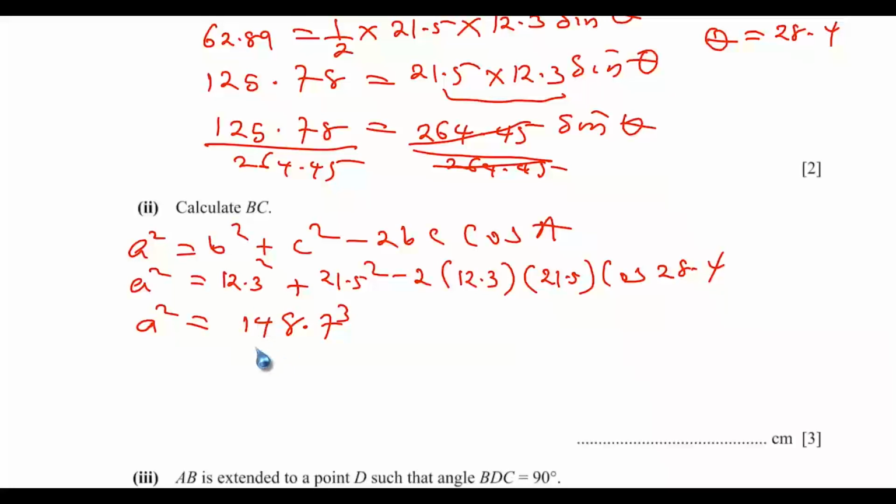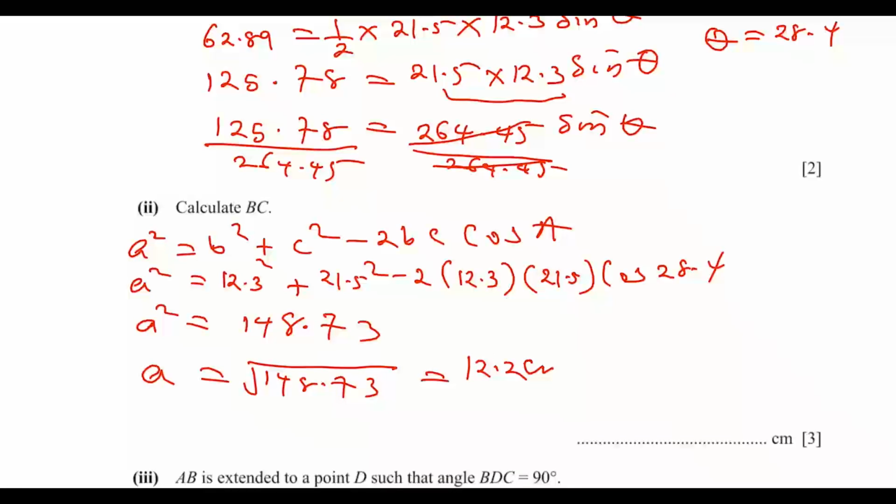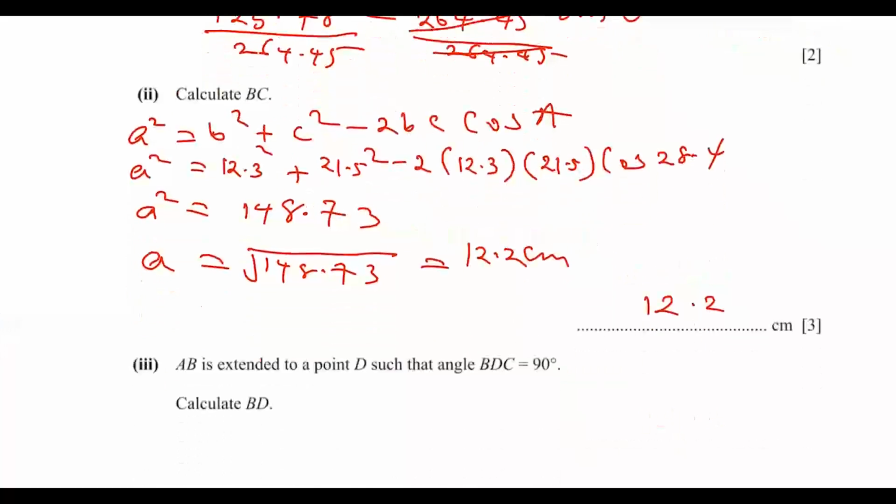Then you get 148.73. Let me write this. It is 73, not 7 to the power of 3. Then now you can take the square root of both sides. So the value of A will be the square root of 148.73, and that will be equal to 12.2 centimeters. Okay, so that will be the value of length BC.